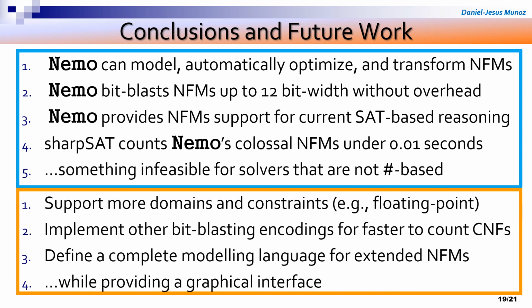Future work: we would like to support more domains and constraints like floating points, real domain. That's tough, but we are getting there. We want to also implement other bit blasting encodings, not for faster encoding, but for propositional formulas that are faster to count. So we want to go even lower than 0.01 seconds, probably going to milliseconds.